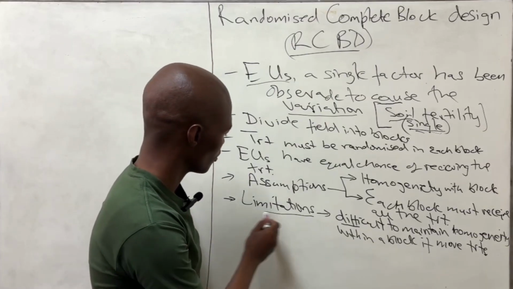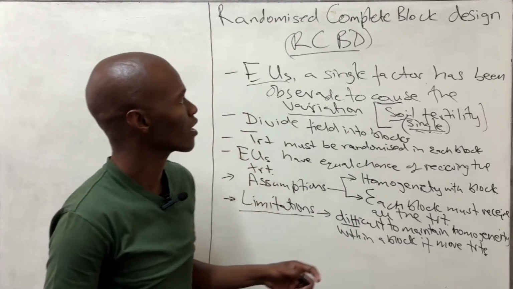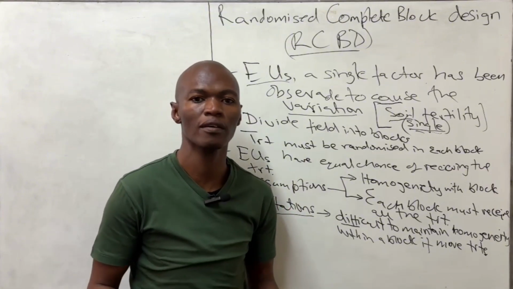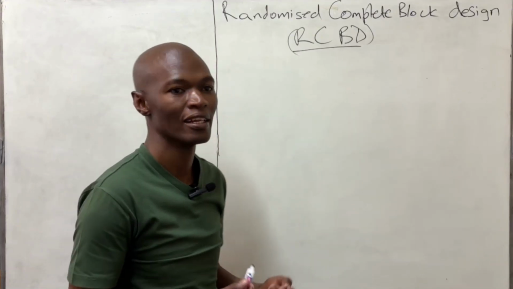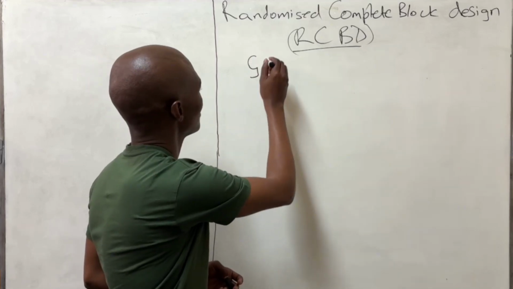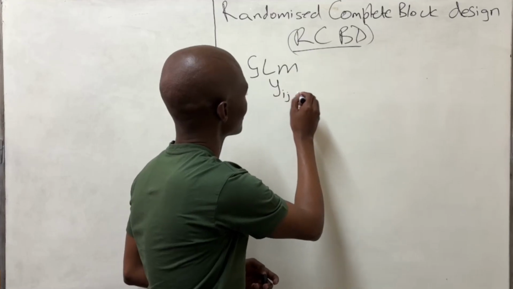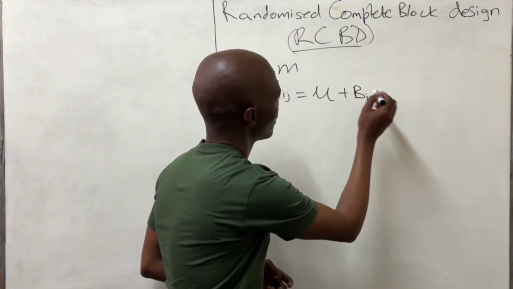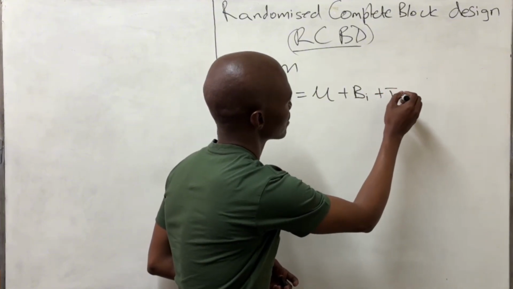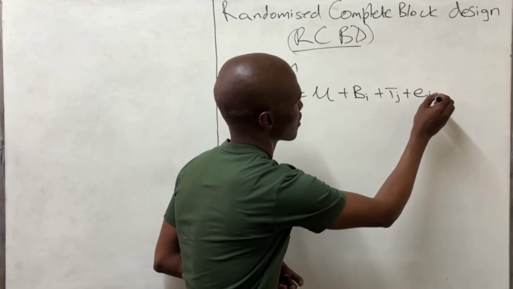Otherwise, once you notice that the experiment that we are designing doesn't qualify for the completely randomized design, you can go with another design. The randomized complete block design has a general linear model. So the general linear model for this design is Yij equals mu plus the block effect plus the treatment effect, plus the error.